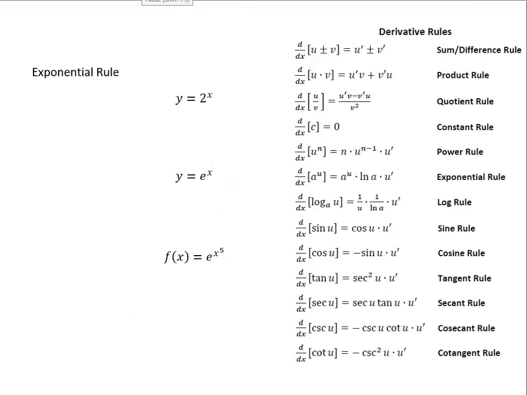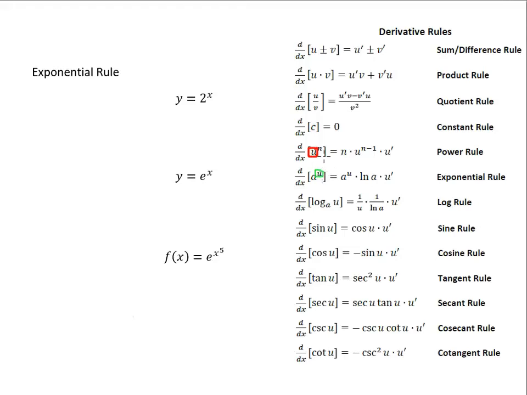Okay, let's talk about the exponential rule. People get exponential and power rule mixed up a lot because you think, oh, it's got an exponent, therefore it's the exponential rule. But it all depends on where the variable lives. Going back to the power rule, you'll recall that the variable lives in the base, so it'd be x to some power. Whereas in the exponential rule, your variable lives in the exponent spot. This is where the variable lives, up here.